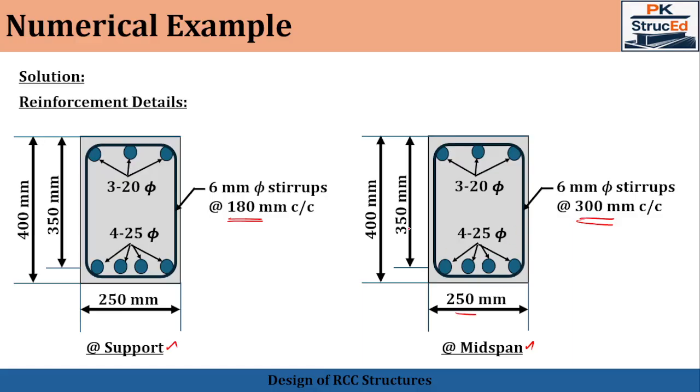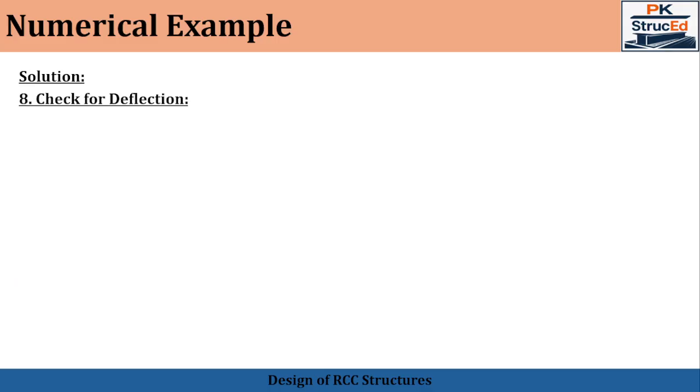All other terms remain the same. Width is 250 mm, effective depth is 350 mm, overall depth is 400 mm. The beam is reinforced with 4 numbers of 25 mm dia bars as tension reinforcement and 3 numbers of 20 mm dia bars as compression reinforcement. Once all the designs and checks have been done, the final check is for deflection control. The relationship is L/D maximum equals L/D basic into KT into KC into KF, where KT, KC, KF represent the modification factors for tension reinforcement, compression reinforcement as well as flanged section.